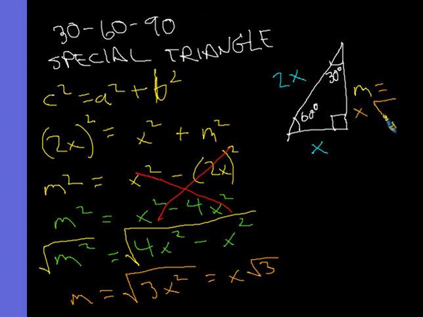If we call the shortest side x and the longest side 2 times x, then this other side, the side that's across from the 60-degree angle, is going to be x times square root of 3. Now again, we can use that information to solve practical problems.